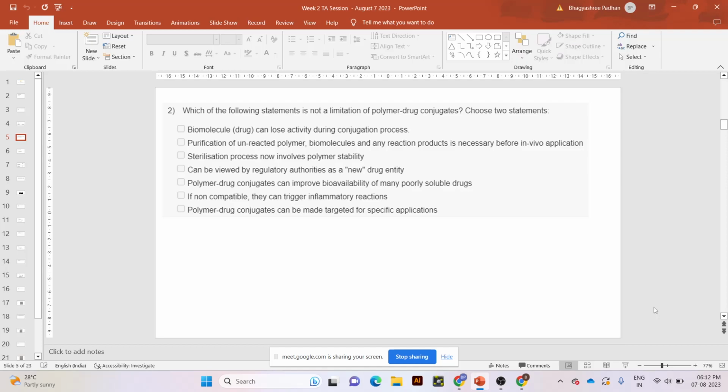Which of the following statements is not a limitation of polymer drug conjugates? Choose two statements. Which of the following statements is not a limitation of polymer drug conjugates? So you need to find the advantages of polymer drug conjugates. Would anyone like to volunteer?